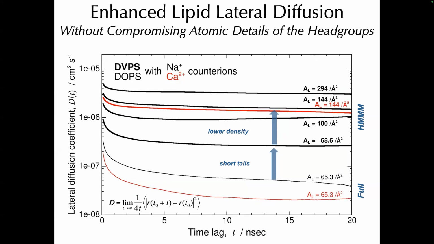We have these two for different areas of the lipids. And this is logarithmic, by the way. If you go to HMMM, you increase the diffusion constant of lipids by one order of magnitude. And you can do a little bit more of a trick and make it lower density, expand the area and increase the area per lipid, and gain another order of magnitude, because lipids are not far away from each other and can move even more.